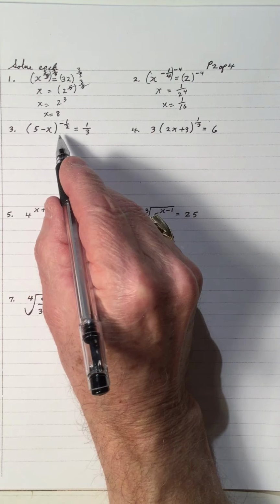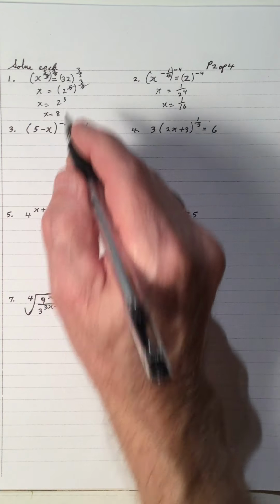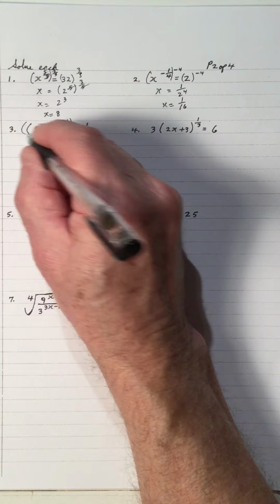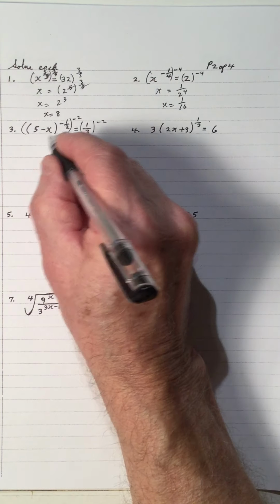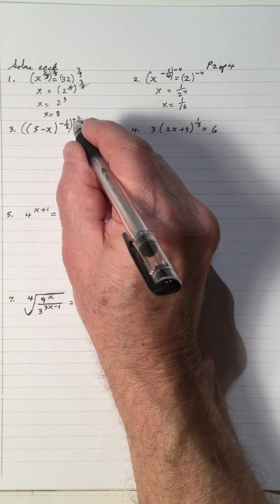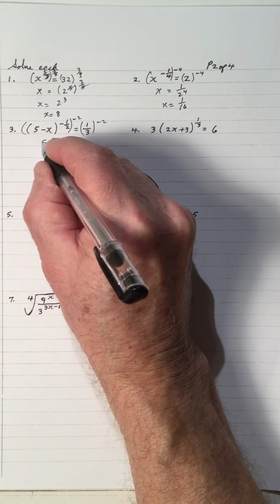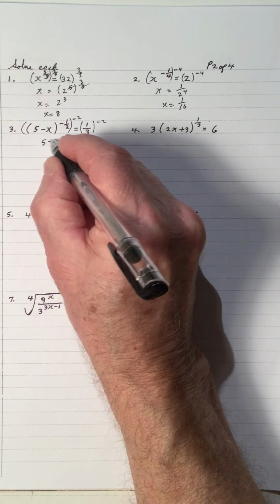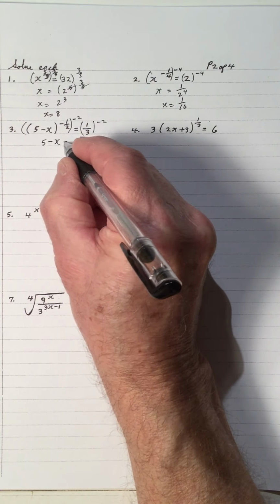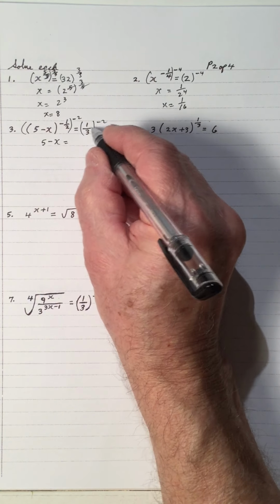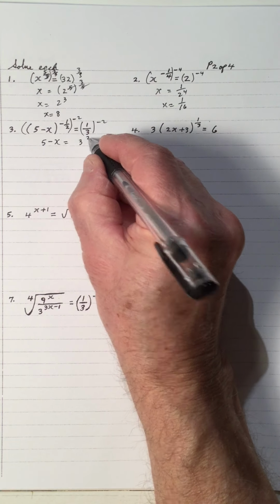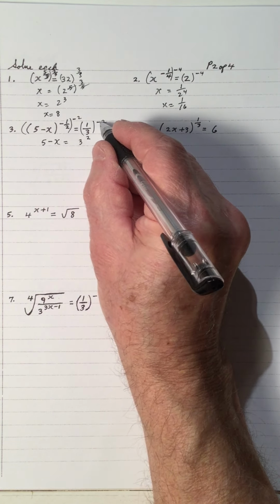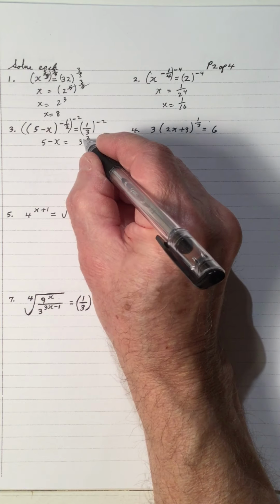Number 3, we have it raised to the -1/2, so we'll raise each side to the -2 power. And negative times negative is positive. 1/2 of 2 is 1, so we get 5 minus x equals. And so we have 1/3 to the -2, so let's make it 3 squared. If you remove the negative, then you flip the fraction to be 3 squared.